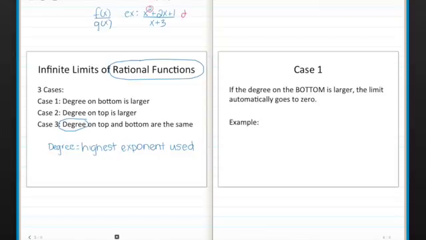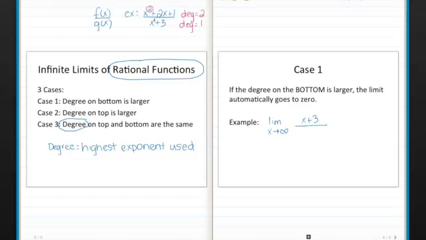In that example at the top of the page, we have x squared plus 2x plus 1 on the top. The degree of that polynomial would be 2. How about on the bottom, x plus 3? Remember that x has a power of 1. That's the only power in the problem, so the degree is 1. In this case, we know that the degree on top is higher, so we'll tackle that problem in case number 2. For case number 1, if the degree on the bottom is larger, the limit automatically goes to 0.